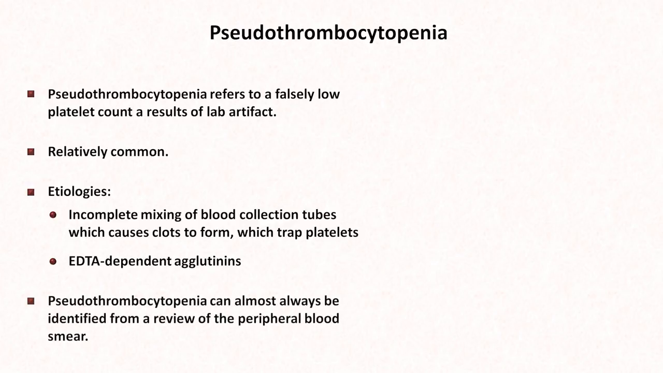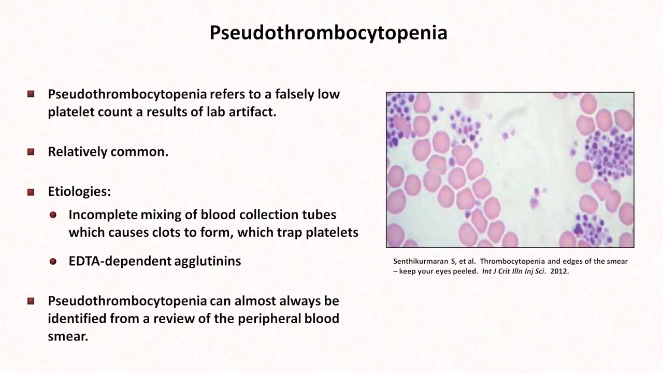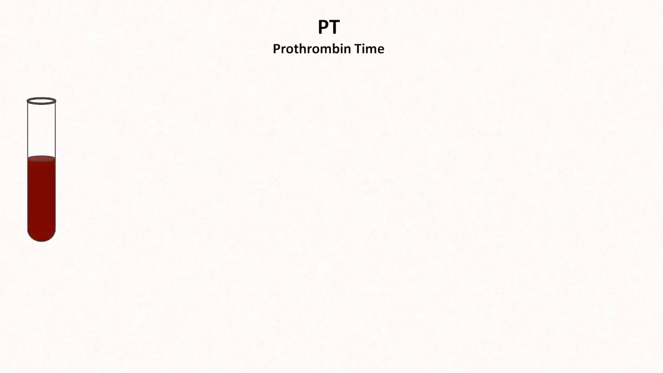Pseudothrombocytopenia can almost always be identified from a review of the peripheral blood smear, as in this case when we can see the extreme platelet clumping. The next test to discuss is called the prothrombin time, or more commonly just the PT.